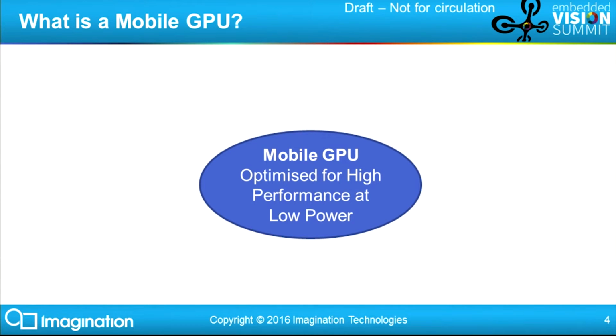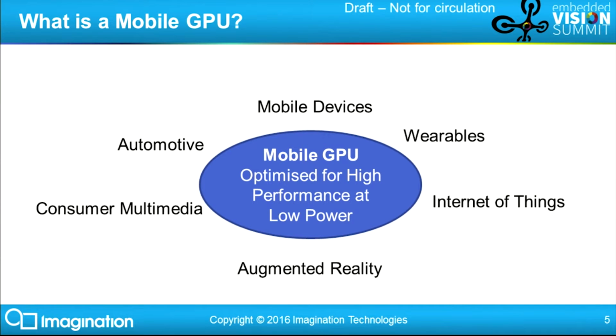I'm referring to a mobile GPU, so it's probably worth clarifying what I mean by that. Mobile GPUs are optimized for high performance at low power. And although I'm referring to it as a mobile GPU, you find our GPUs in a range of embedded markets, from mobiles and tablets to wearables, IoT, augmented reality, consumer multimedia, and automotive. These are all the markets you can expect to find our GPUs in today.